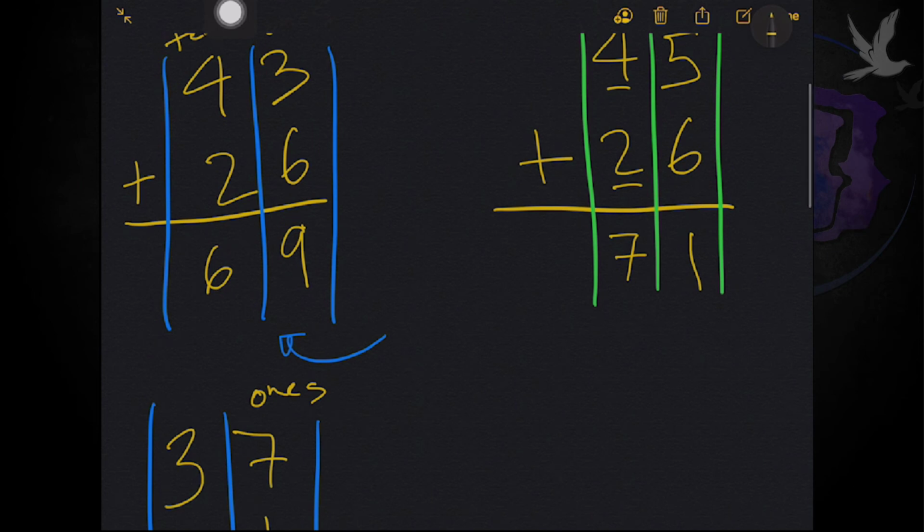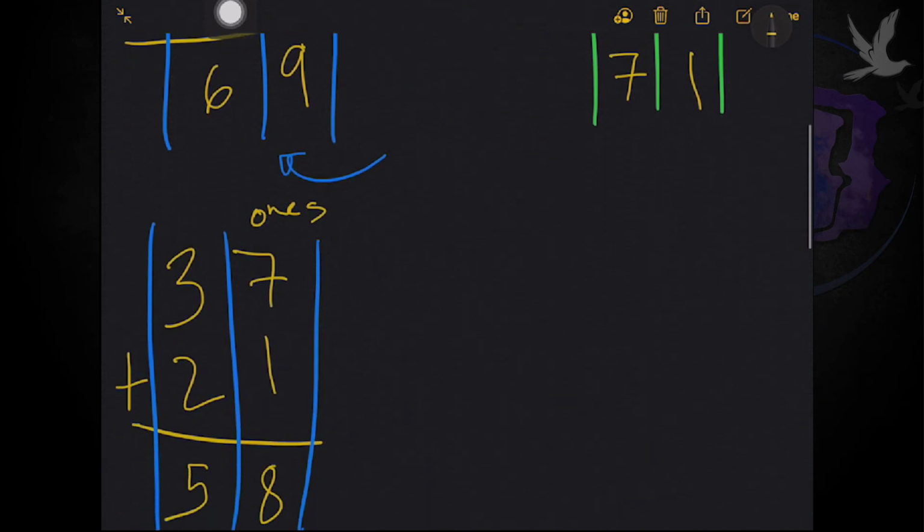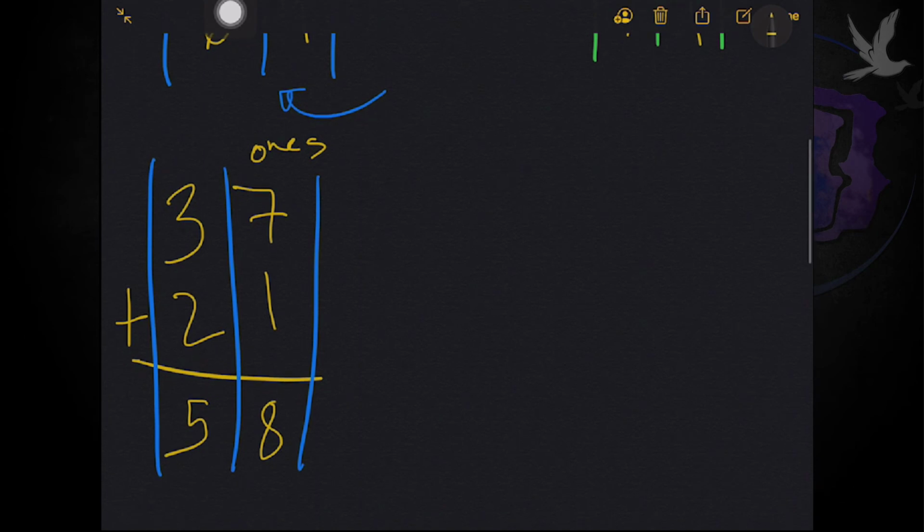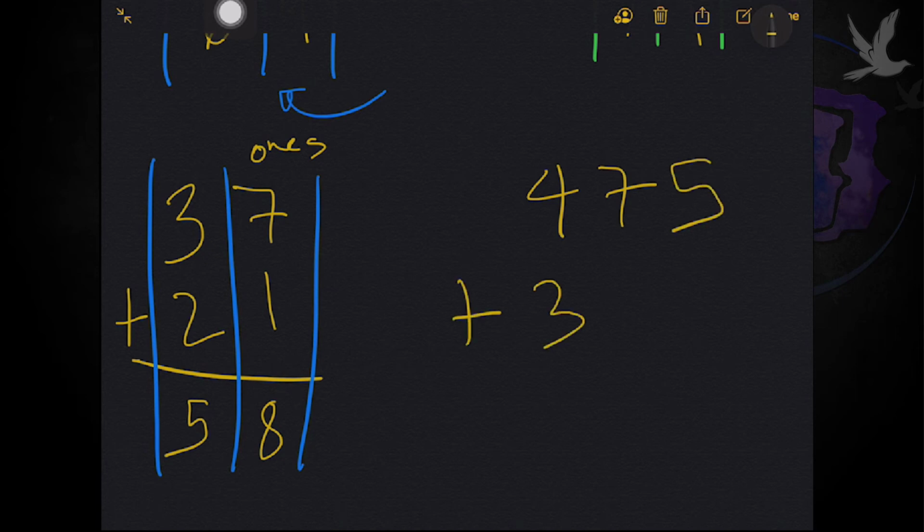Okay? That's pretty basic. Let's try to make an use of another number na not similar to the one sa tabi natin. Let's say we have 475 plus 352. Okay.